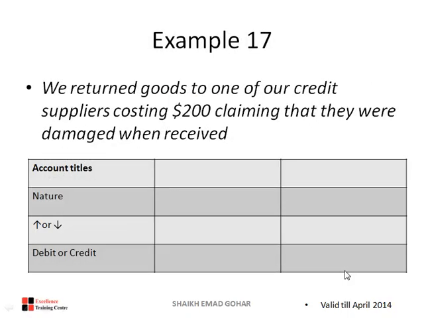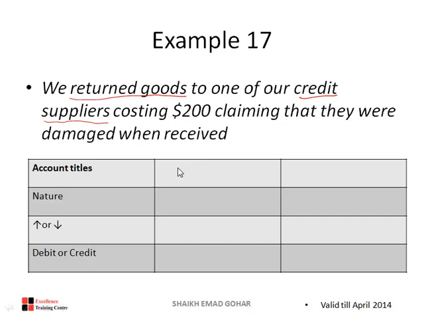Example number 17. Now we return goods to one of our credit suppliers. We are returning the goods costing $200, claiming that they were damaged when received. I called the supplier. I told them that they were damaged when they were received. So I will not pay you these $200. So first of all you need to search for these words, credit suppliers, plus return goods. Now I am returning.